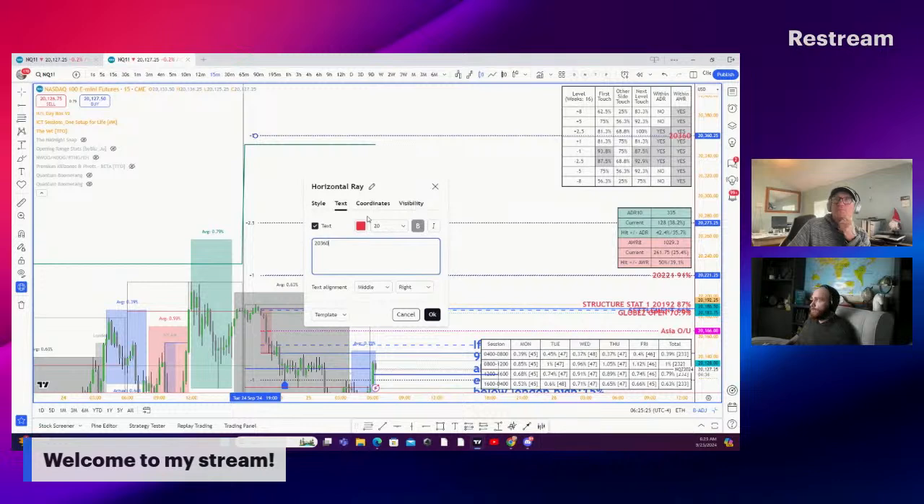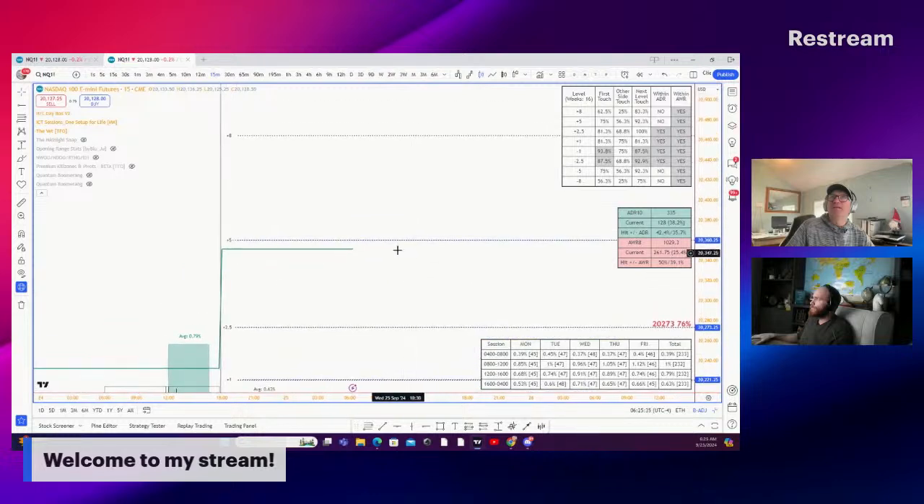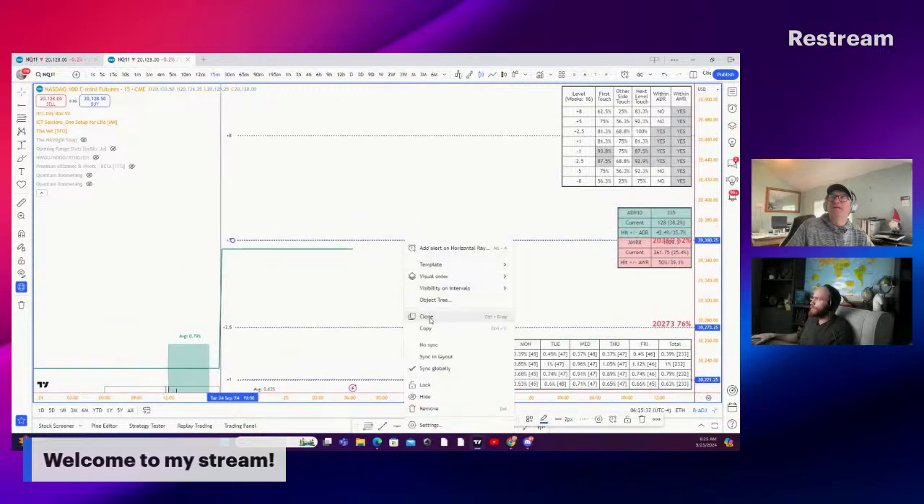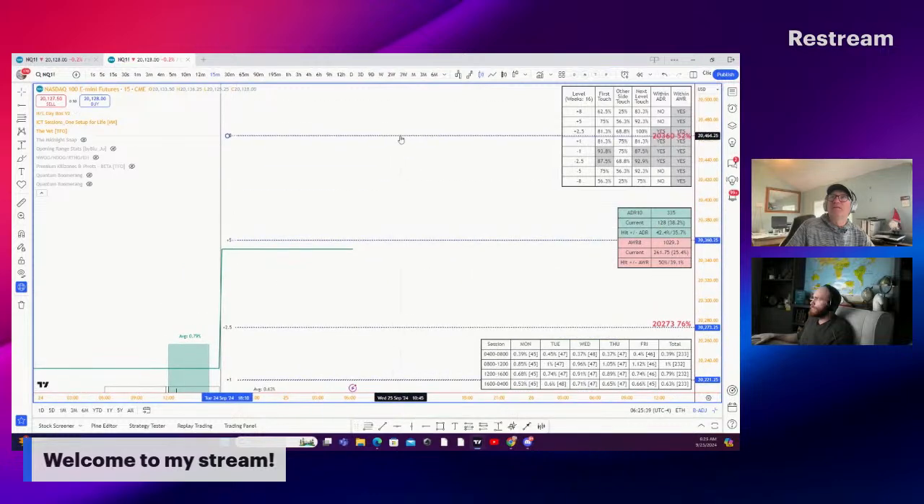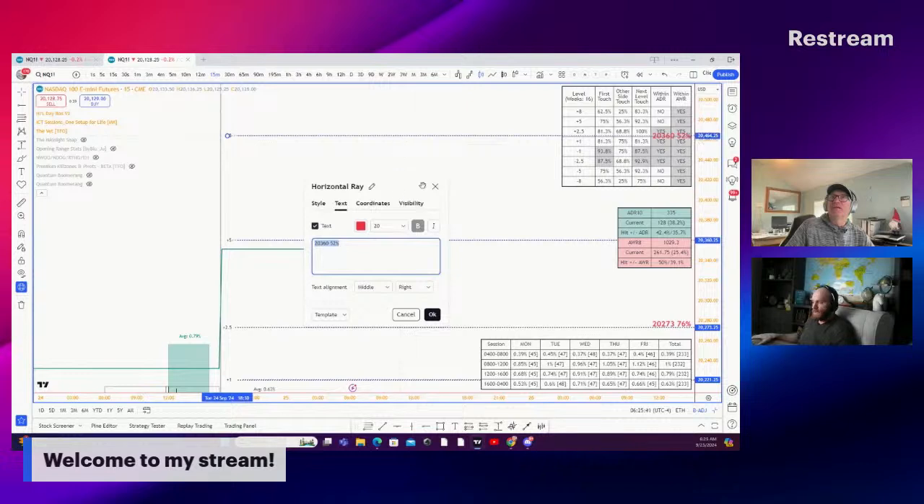Two zero three six zero for 5. That would be 52%. Okay. This is 20464. What's 8? 36%. All right.